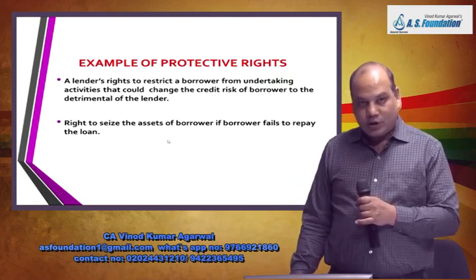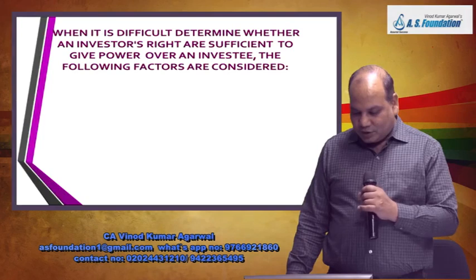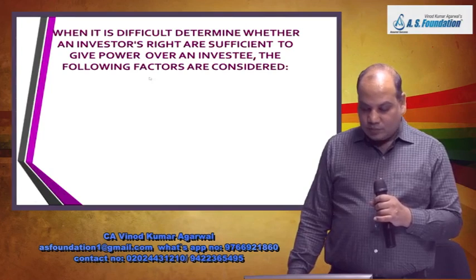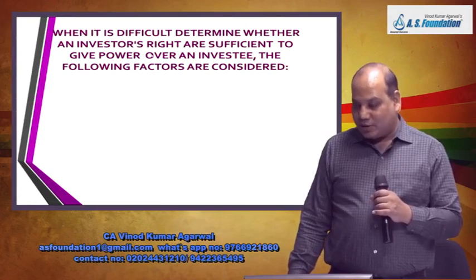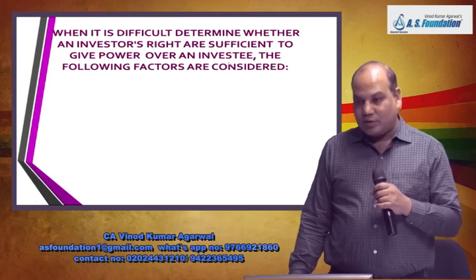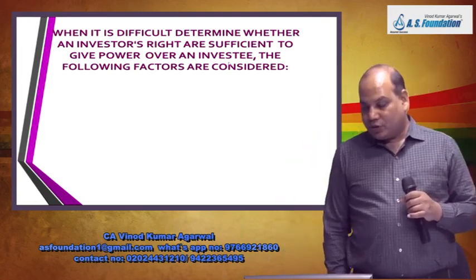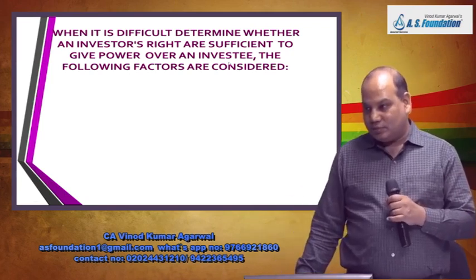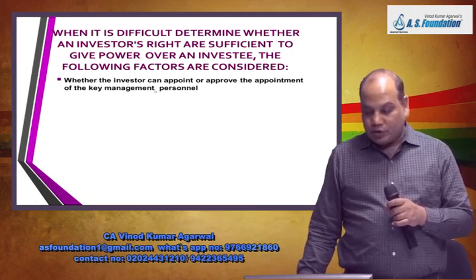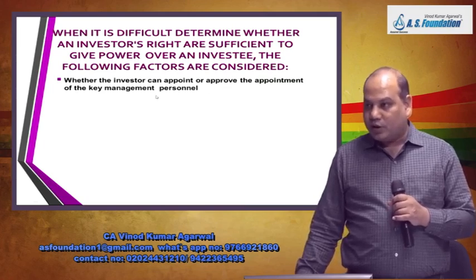Another example of a protective right, you will seize the asset of the party if he fails to repay. The standard knows that sometimes it may be difficult to determine whether investor rights are sufficient to give power over an investee. That means it may be difficult to prove the control. Then some additional factors should be considered. Additional factors like, this is one very key factor, the power of the investor to appoint or approve the appointment of key management personnel.